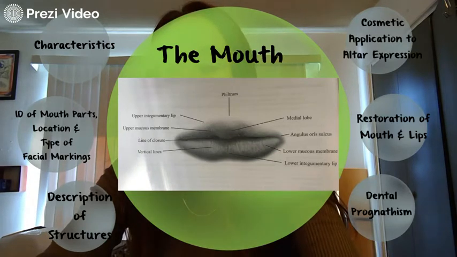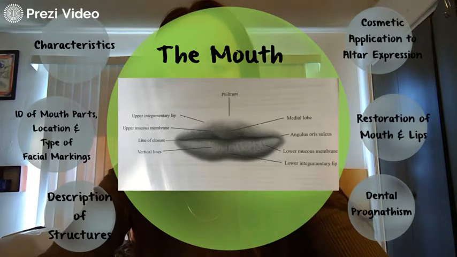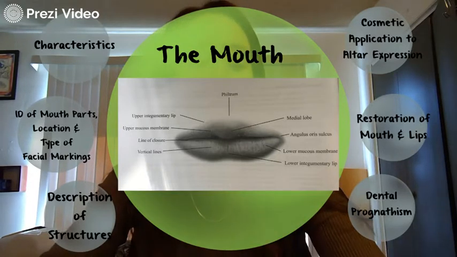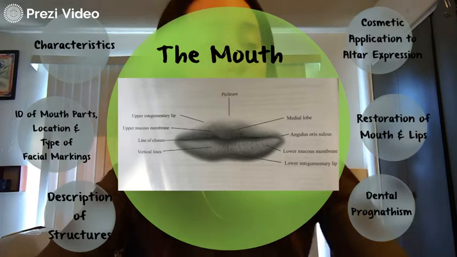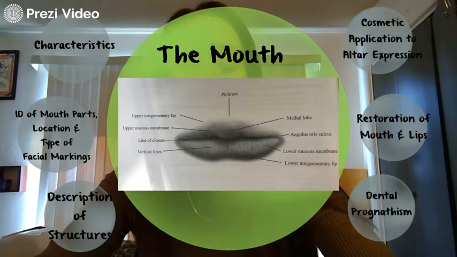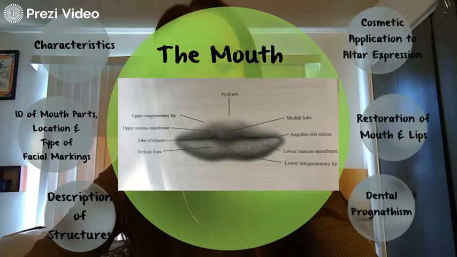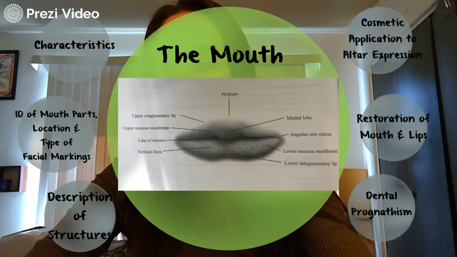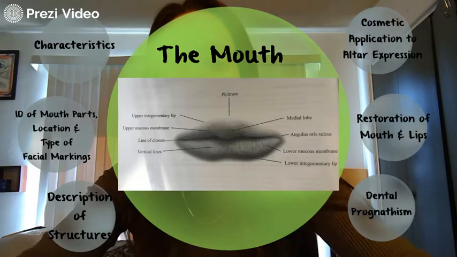In addition to that, it's also one of the first areas the decedent is going to be viewed. When you walk up to the casket, the first areas a person or a family member is going to notice is going to be the mouth and the eyes. So these areas are going to require special attention. The mouth is also the facial feature that creates expression.